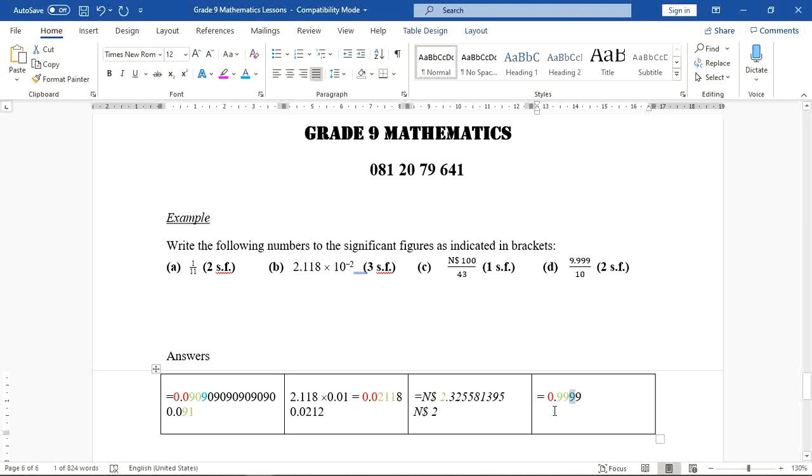If I do that, I'll get a 10 here, the one who jumped here will become a 10, and then the one who jumped here as well. So the final answer would just be 1.0. That is the final answer, because this 1 is significant, and this 0 qualifies to be significant because it's after a decimal and it is after a non-zero.